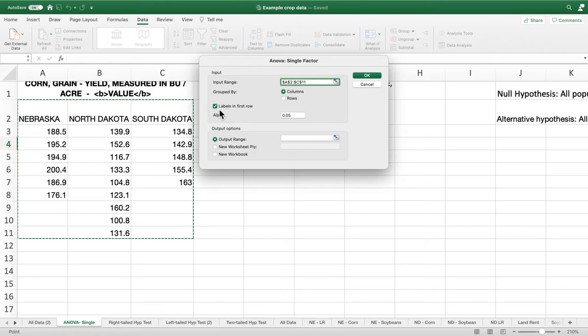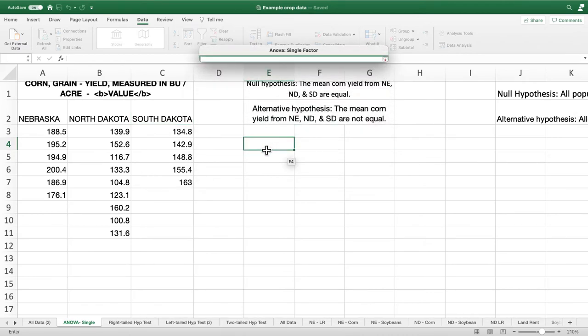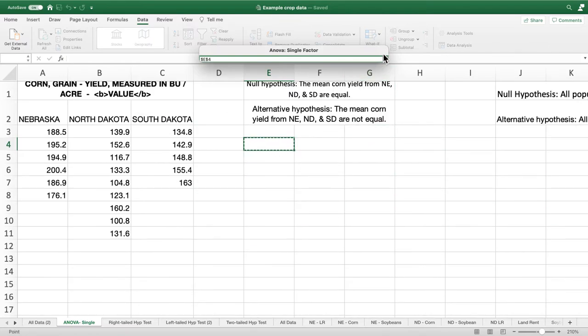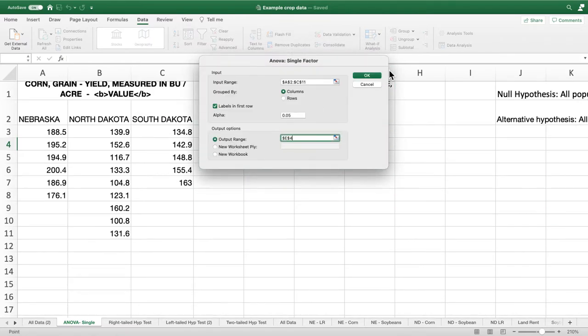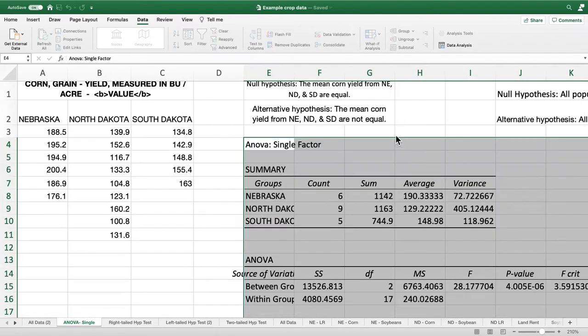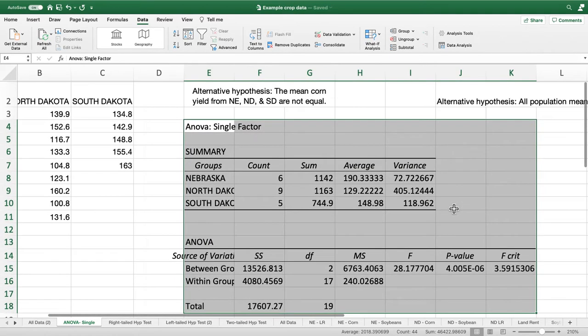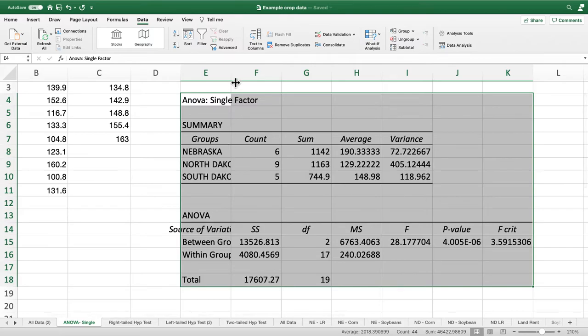I'm going to make sure that I have labels in the first row checked, because that's where my Nebraska, North Dakota, and South Dakota are. My alpha, we're doing that 95% confidence interval. And then for an output range, I'm going to say we'll just do E1 so we can have this show up right in here. Then we click OK. So now we have this information from our ANOVA.